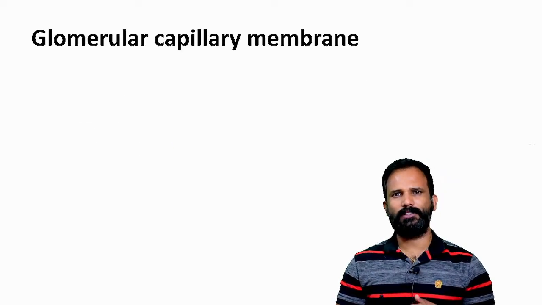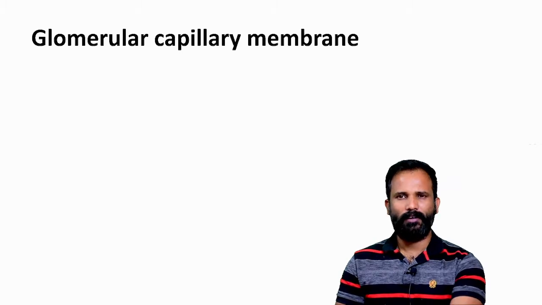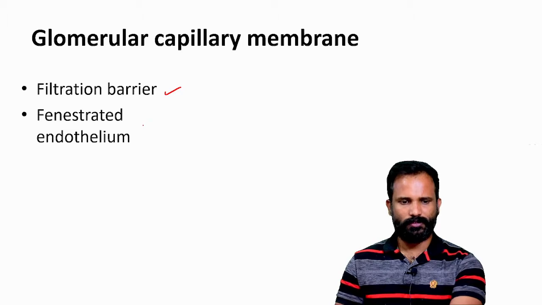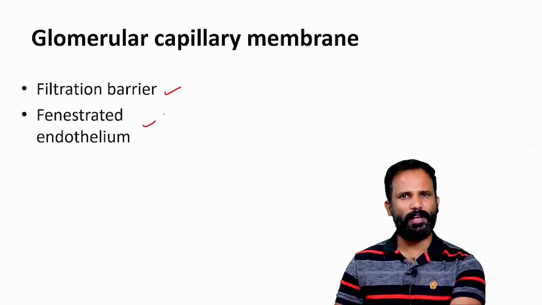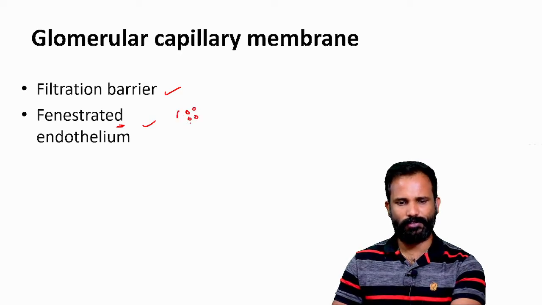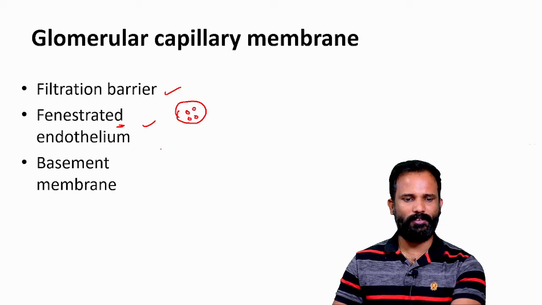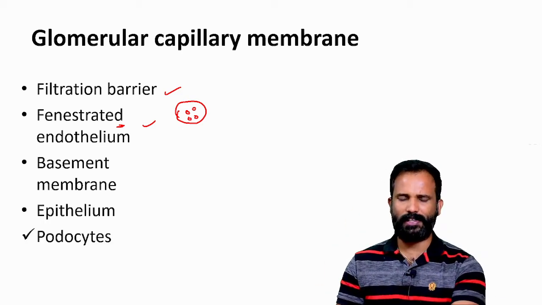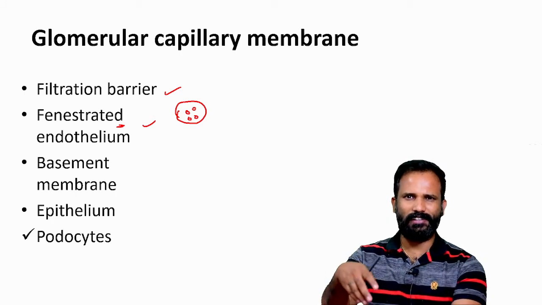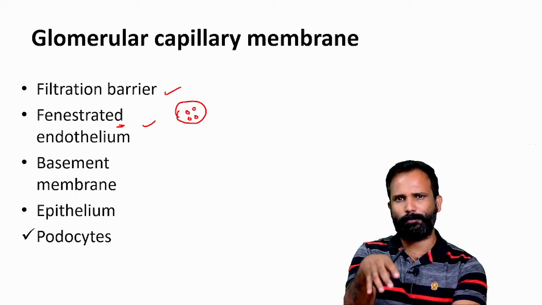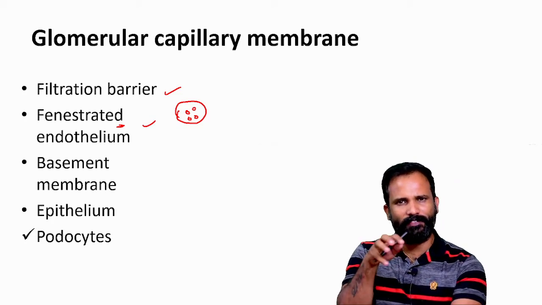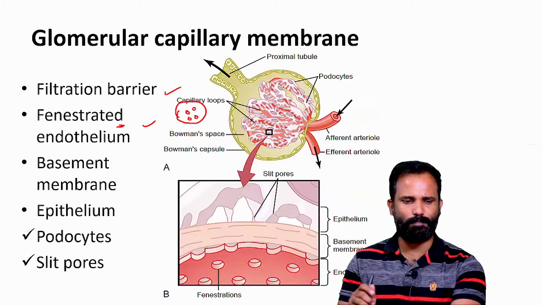And coming to the filtration membrane, what are the parts of this filtration barrier? One is the endothelium of the glomerular capillary, and that is fenestrated. Fenestrated means it will have holes. The endothelium will have holes, and then a basement membrane, then epithelium which contains podocytes. The cells of this epithelium have foot-like processes, that's why they are called podocytes. Podo means foot, and in between these podocytes there are spaces called slit pores.